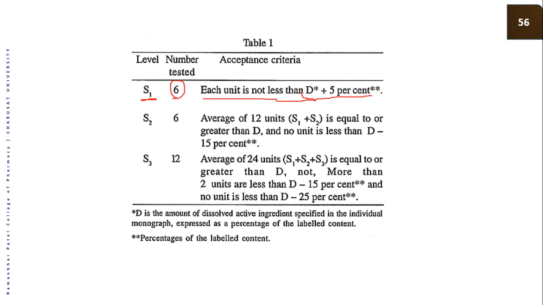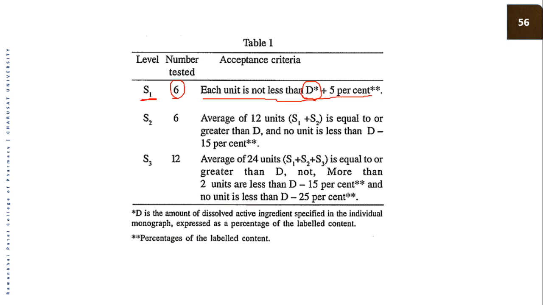Now what is this D? D is an allowed limit which is generally specified in the specific monograph. Let's say in the case of paracetamol, for example, if the D value is given as 85%, and the time limit is also provided in the individual pharmacopoeia monograph, say for example 30 minutes. So the allowed limit which represents the acceptance of this dissolution test is, as we discussed, 85 plus or minus 5%, right?